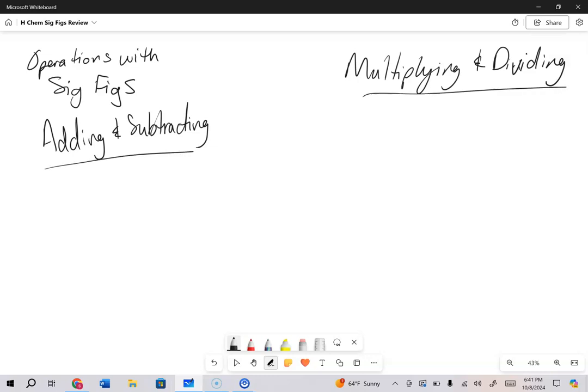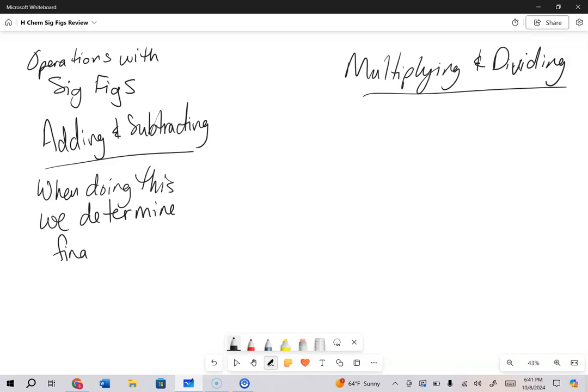All right, so with adding and subtracting, when doing this, we don't actually look at the number of sig figs. We're going to look at the number of decimal places. So we determine the final answer using the number of decimal places.